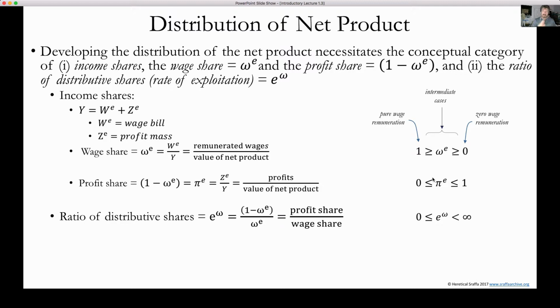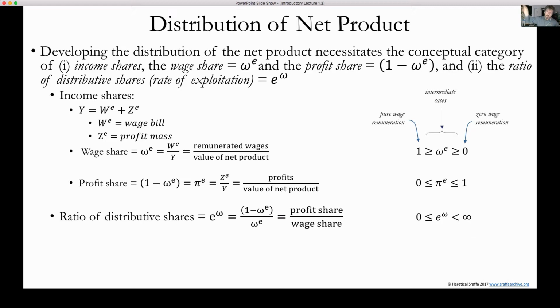For the profit share, it's going to be the opposite because they're going to be inverse of each other. At pure wage remuneration, the profit share is equal to 0. At pure profit remuneration, or zero wage remuneration, as I said here, the profit share is going to be equal to 1. And the profit share is going to be a number between 0 and 1 as we change distribution. You'll notice you have offsetting inequalities with respect to the wage and the profit share, and that shows the inverse relationship associated with the two. And then here we have the ratio of distributive shares, or the rate of exploitation, which in the pure wage remuneration is going to be 0, and then in the pure profit or zero wage remuneration is going to be infinite.